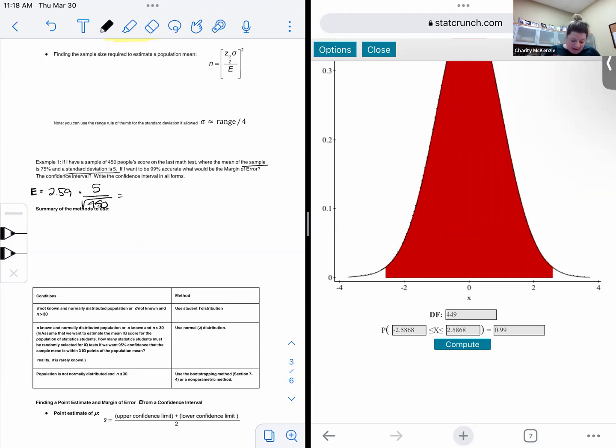So we get out my calculator, 2.459 times 5 divided by the square root of 450. Oh, hold on, I messed it up on my calculator. Okay, 5 divided by the square root. I did a square instead of a square root, 450, and I get about 0.61 rounded.